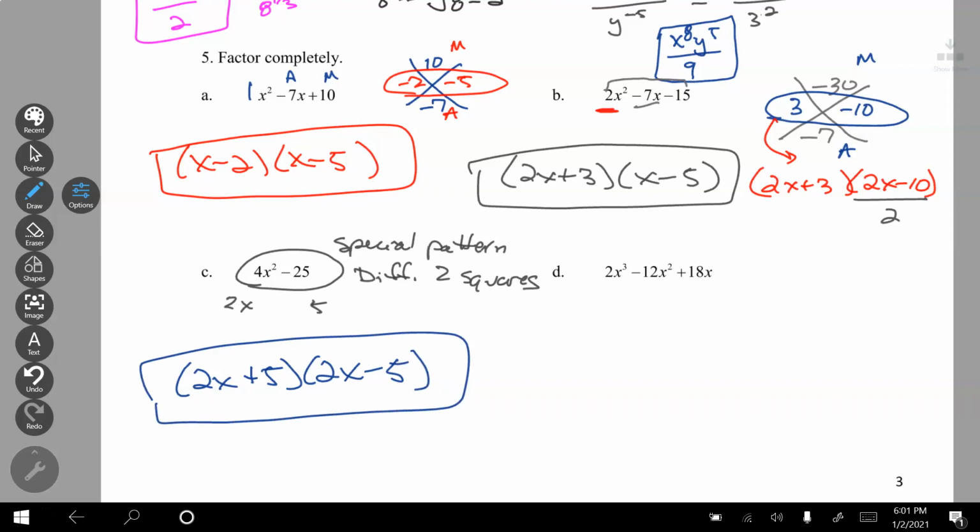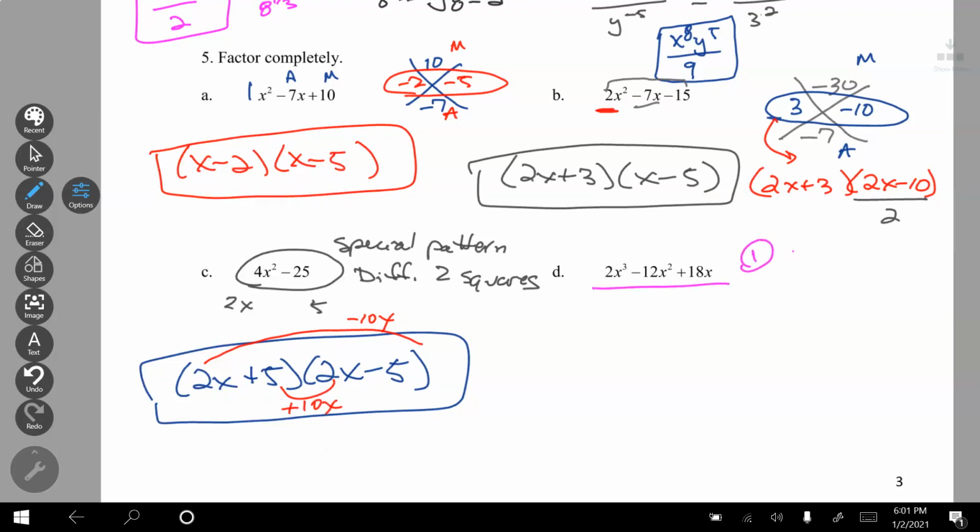But if you expand this out, you will realize that this guy here will give you negative 10x. This guy here will give you positive 10x, and therefore that's why there's no middle term in any of this. They cancel out.